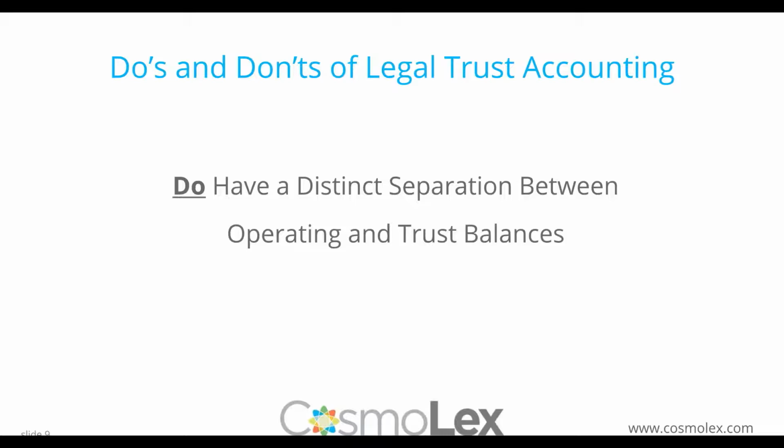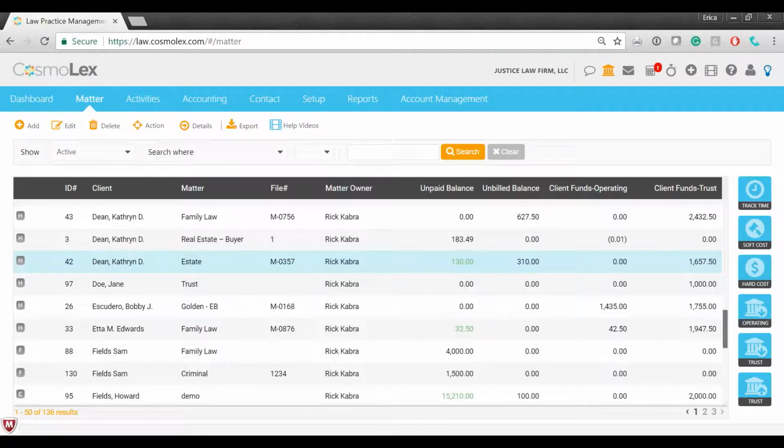So let's talk about the retainer side of things. I'm going to jump into my program here, and this is a listing of all of my cases. I'm on my matter page. For any particular case, I can see billing balances, but also trust balances. So I know at any given point in time what I have in that client's account for trust.